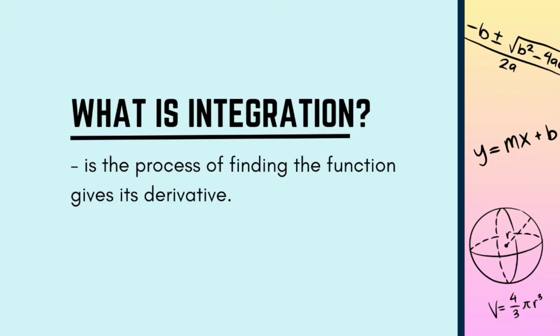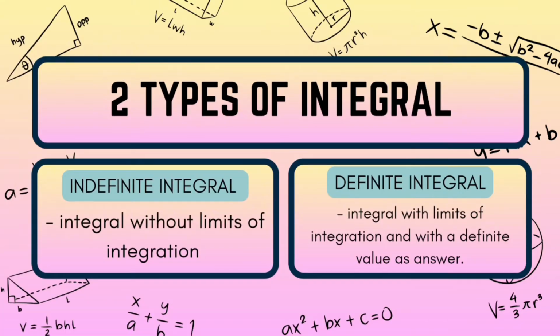First thing is, what is integration? Integration is the process of finding the function given its derivative. There are two types of integral. The first one is indefinite integral and the second one is definite integral. The indefinite integral is the integral without limits of integration, while definite integral is the integral with limits of integration and with a definite value as answer.